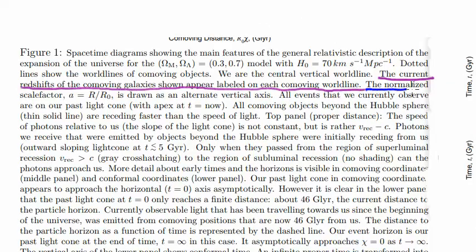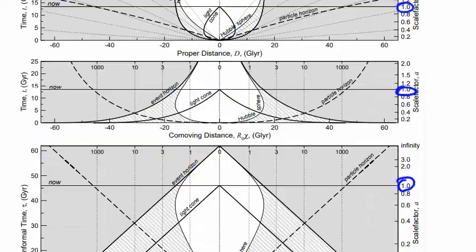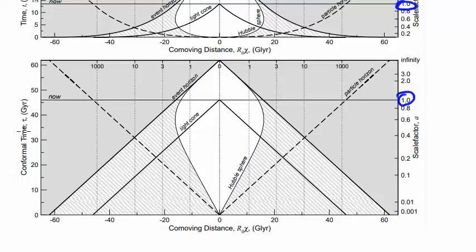Okay, the next sentence says the normalized scale factor a equals R over R sub naught is drawn as an alternate vertical axis. Okay, and that shows up over here. The scale factor now is 1, and that shows up in all the diagrams at 1. Over here, we have time t. This is 13.7 billion years. And in the final diagram, the conformal time tau is given at 46 billion years.